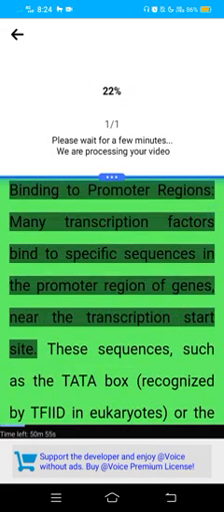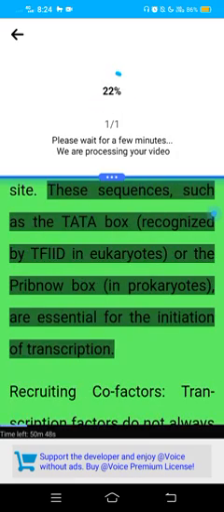Binding to promoter regions. Many transcription factors bind to specific sequences in the promoter region of genes, near the transcription start site. These sequences, such as the TATA box recognized by TFIID in eukaryotes or the Pribnow box in prokaryotes, are essential for the initiation of transcription.